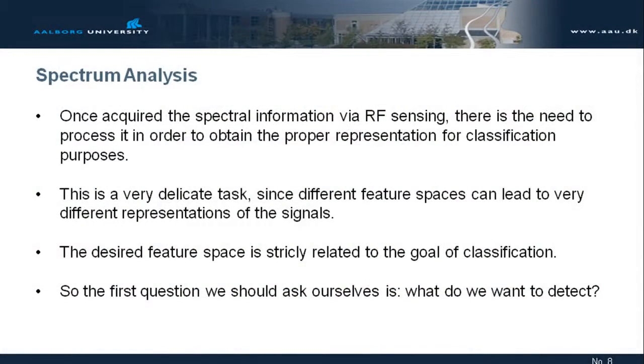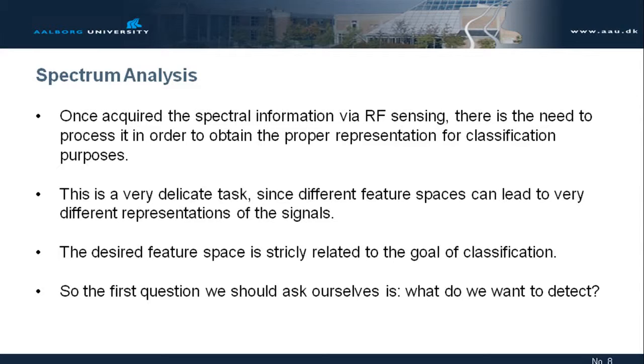Let's jump to the next topic, which is spectrum analysis. Once I get the information from the spectrum, what do I have to do? As I'm writing here, it's a delicate process, because the classification process and deciding if there is an opportunity for transmission or not is extremely dependent on in which domain you are observing.